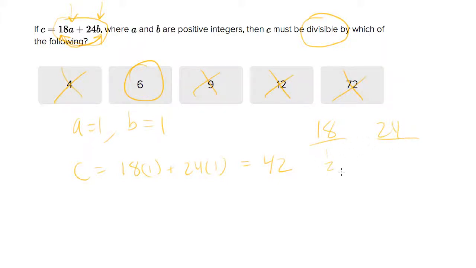18 is like what? 1, 2, 3, 6, 9, 18, right? And 24 has a ton of factors: 1, 2, 3, 4, 6, 12, 24. And look at the set of things that are in both lists. So 2 is in both lists. 6 is in both lists. Those are the 2 possible answers to this question. 2, you'll notice, is not an answer choice. 6 is, so we pick 6.